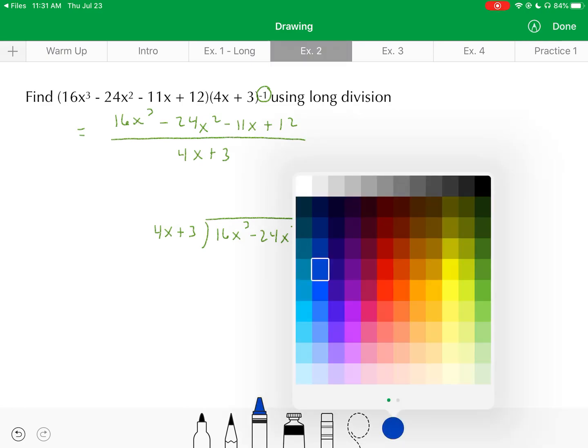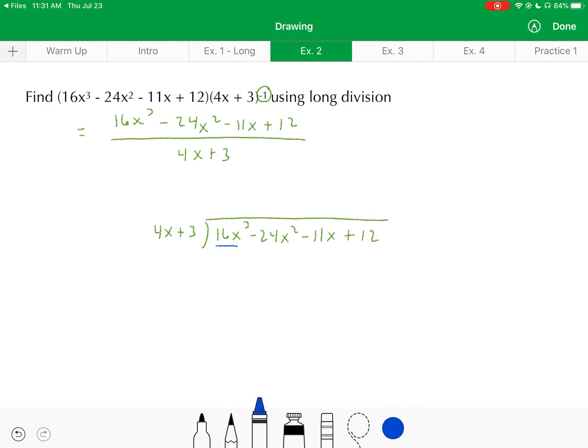And the goal is the same here, trying to cancel out the first term of the dividend, right? So what can 4x plus 3 be multiplied by to create a 16x cubed? And that would be 4x squared. 4x squared times 4x is 16x cubed, and then 4x squared times 3 is 12x squared. Subtract, those cancel. Negative 24x squared minus 12x squared is going to give you negative 36x squared. Then bring the next term down.